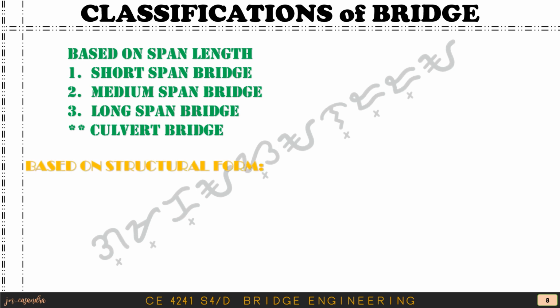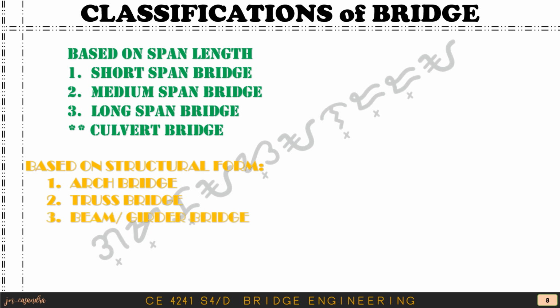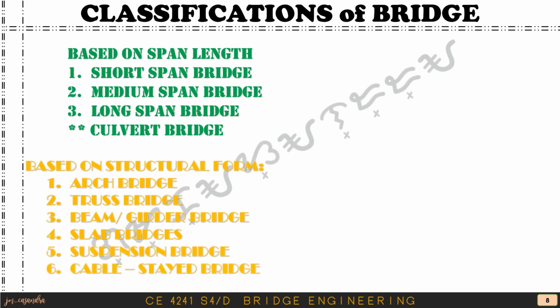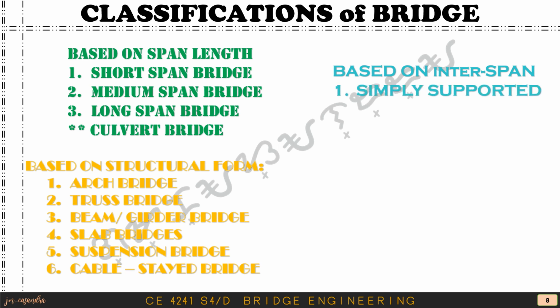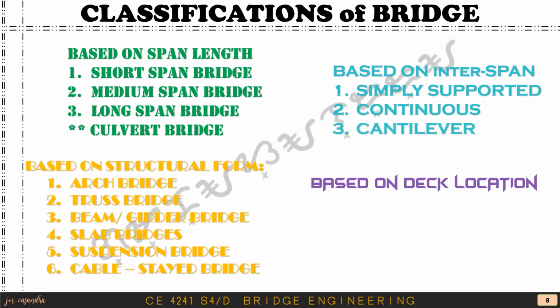Another classification is based on the structural form or the superstructure of the bridge. The first one is an arch bridge, a truss bridge, a beam or girder bridge, a slab bridge, a suspension bridge, and a cable-stayed bridge. Based on interspan, or how they are connected, or based on their support: simply supported, continuous bridge, and cantilever bridge.